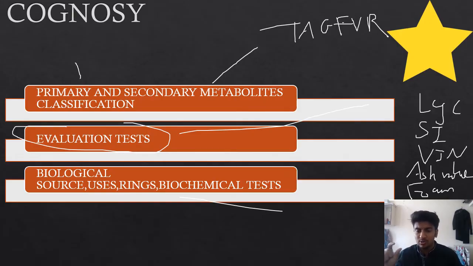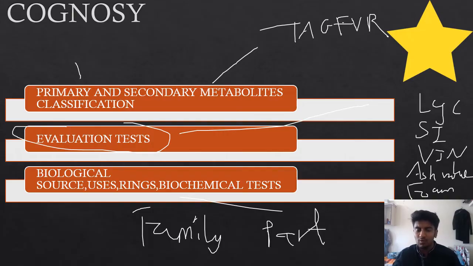In biological source, you should know the part of the plant and the family. Suppose Solanaceae, but is it root, rhizome, stem, bark, wood, leaf, flower, juice, extract, mucilage, capsules, right? Latex, what is it, right? So you should be aware about that as well from the cognitive point of view.